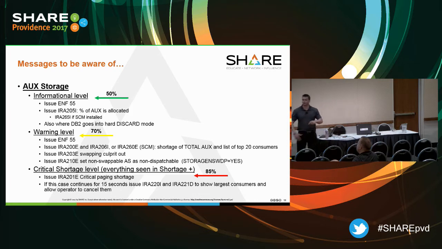Auxiliary storage, right? Talking about the storage in your page data sets out on DASD. This one is even more important. When you use 50% of this, we send another event notification, and DB2 listens to this, and you will see master address space burn like you've never seen it before if you end up using 50% of auxiliary storage. At 70%, once again, we'll mark some of the largest consumers non-dispatchable.